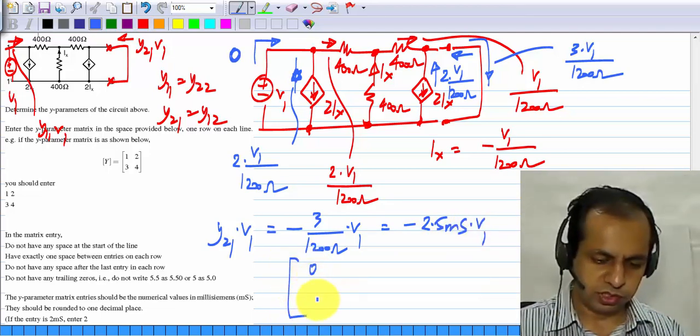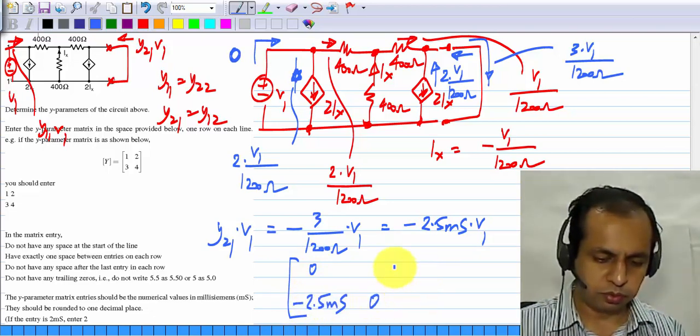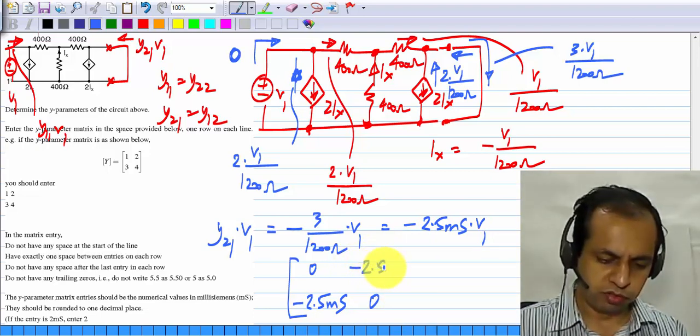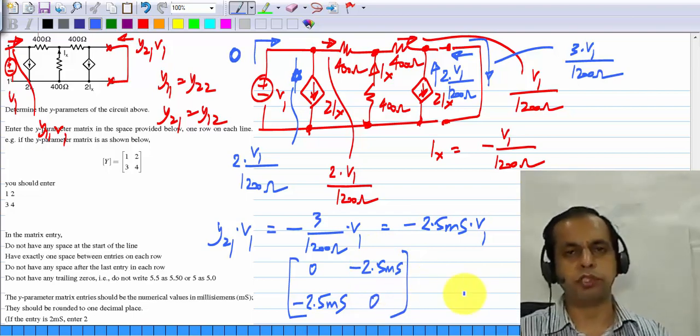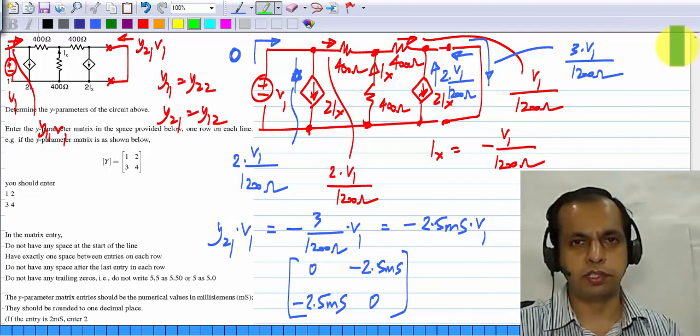So we have Y11 which is 0 and Y21 which is minus 2.5 millisiemens, and by symmetry we also know that Y22 is 0 and Y12 is minus 2.5 millisiemens. Okay, if you're not sure of the symmetry, you just calculate those things as well. Okay, so that brings us to the end of the 6th assignment.